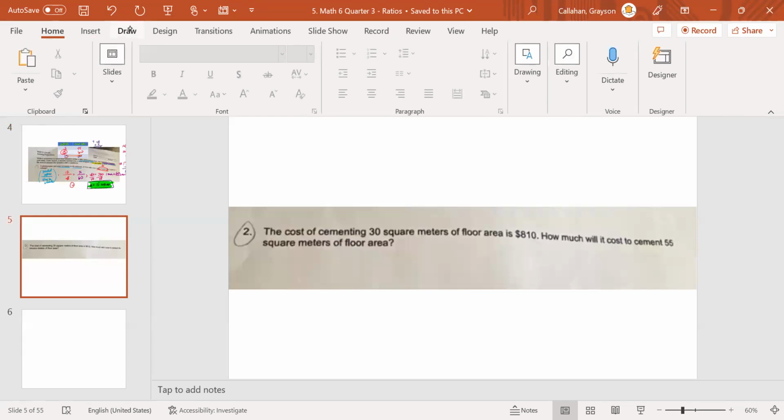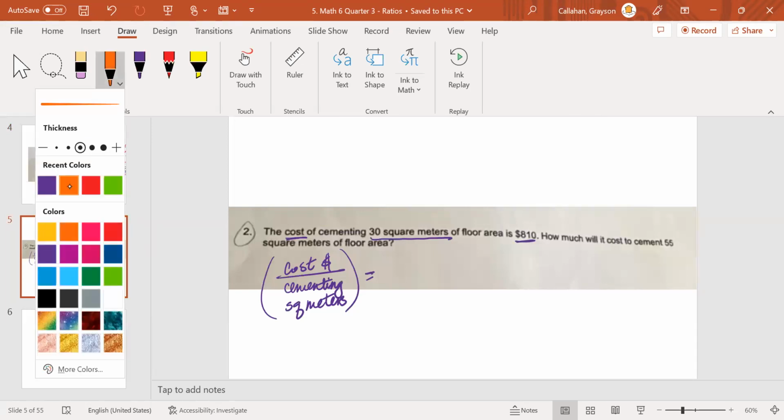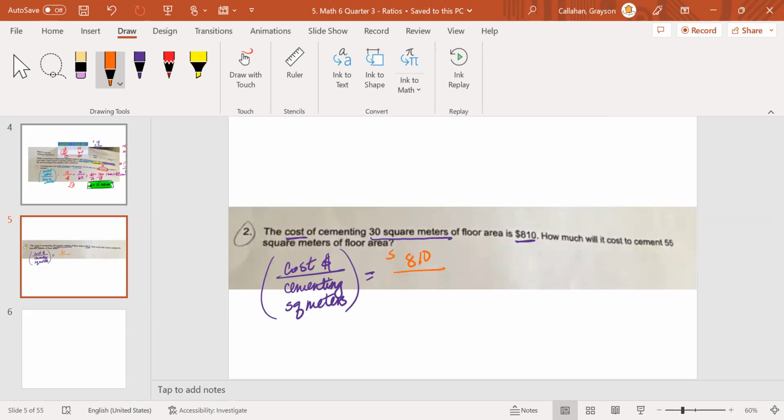Okay, so let's go ahead and underline the important information. Cost is the first one. Cementing cost is $810 for 30 square meters, right? So we're going to do cost in dollars over cementing square meters, right? And that is equal to cost is 810, 30, right?